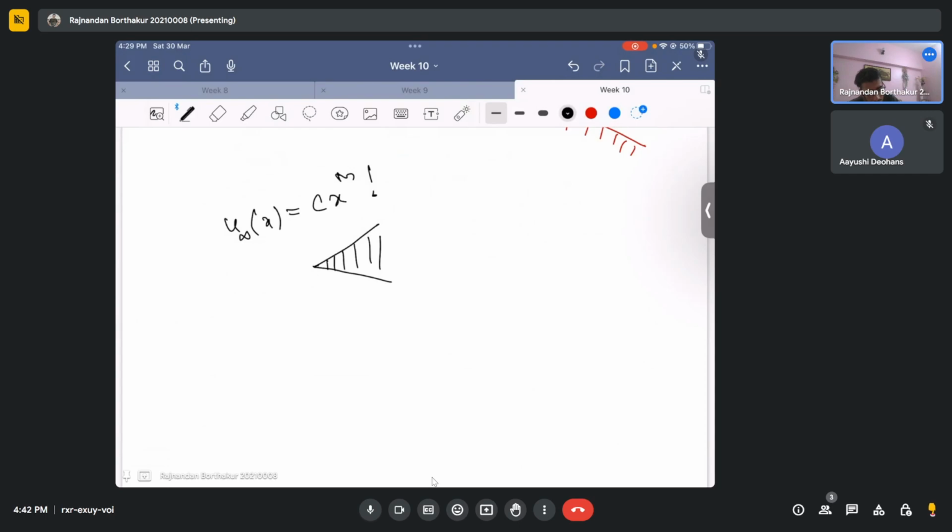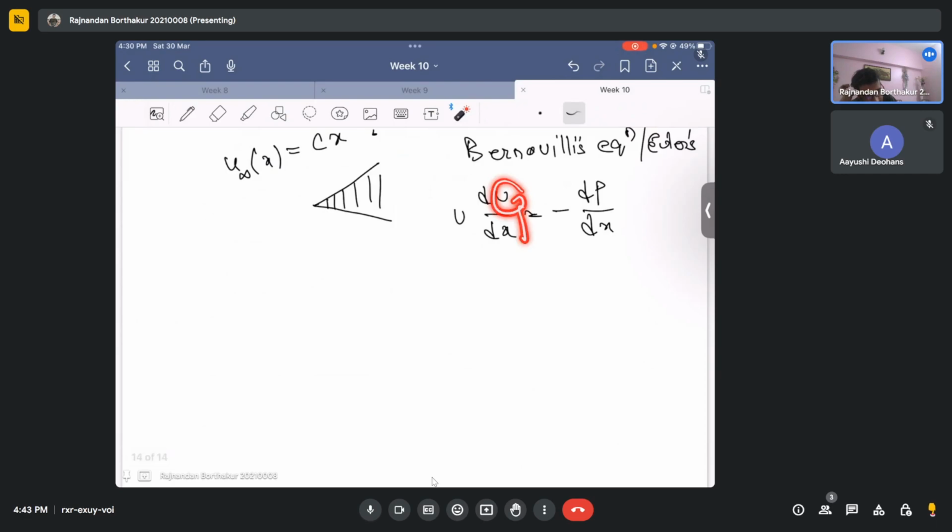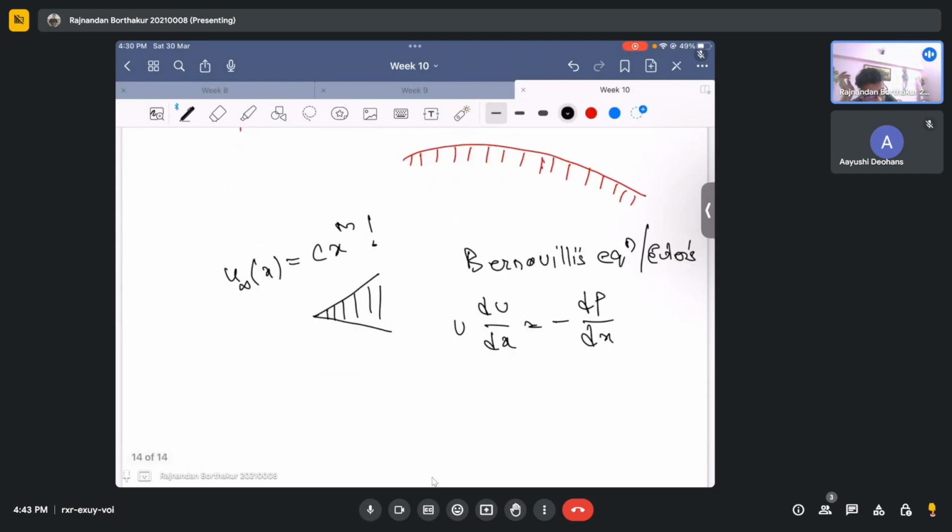So what basically you can do? Because you know that in the inviscid region you can apply Bernoulli's equation, or the Euler's equation, the principle is the same. You can show that u times du by dx is basically nothing but minus dp by dx. Let's say I'm doing it non-dimensionally, which means that if your u is a function of x, this means your dp by dx is not 0.